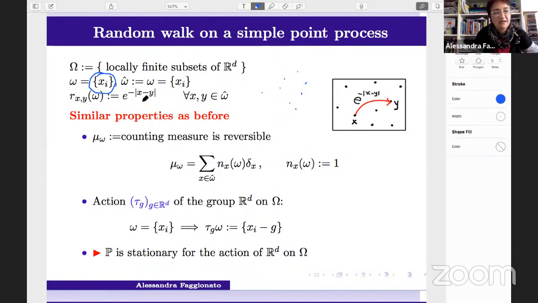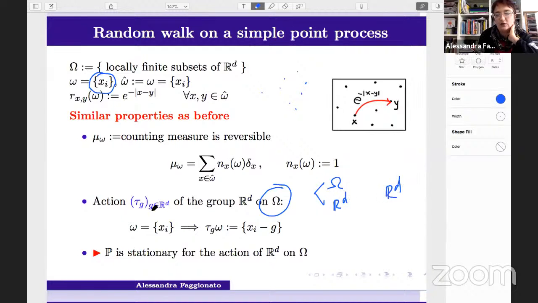And you can take several examples of jump probability rates. So for example, you can say that the rate to jump from x to y decays exponentially in the distance between the two points. So this random walk has the same properties and the same structures outlined before. I just comment that here the counting measure is the reversible measure. And now, and this is the difference, the group that acts both on the set of environments and on R^d is given by R^d itself.